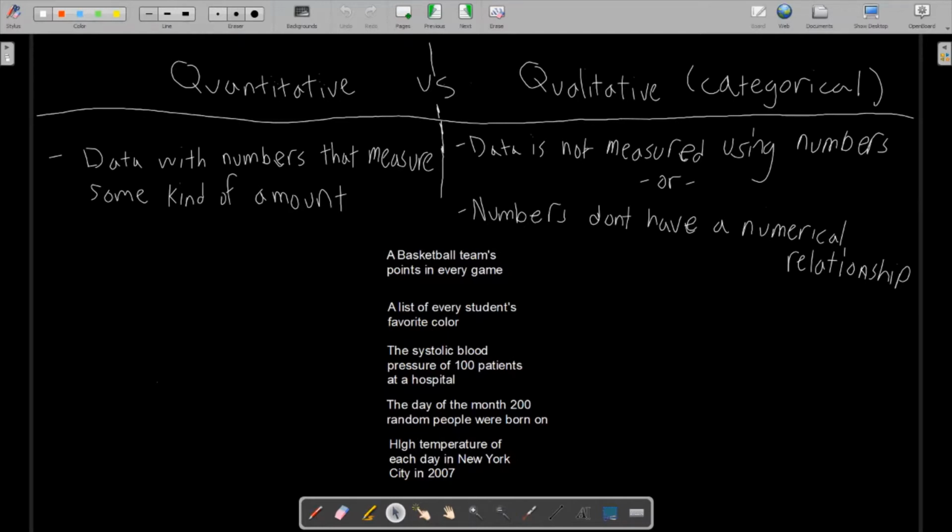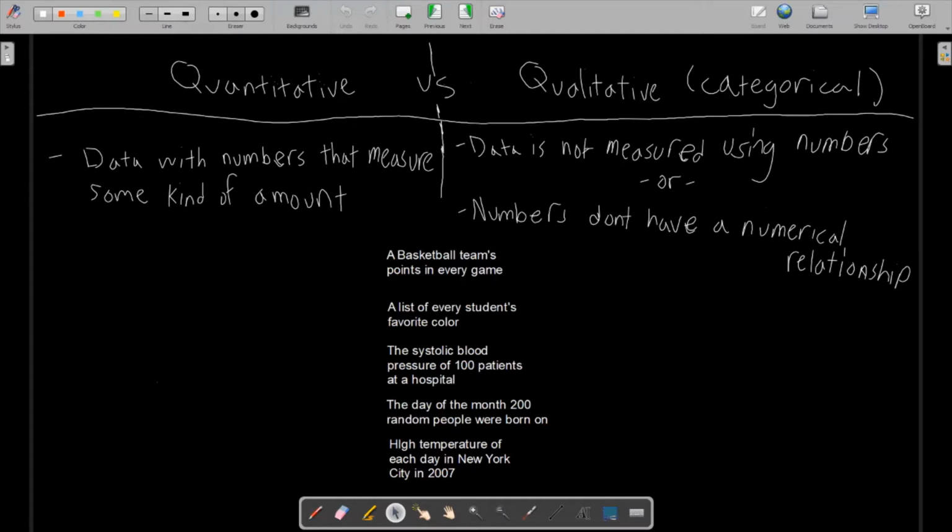Now, the second one is a little more difficult to understand. Sometimes we have data represented by numbers that do not have a numerical relationship, like height and weight. A good example of this, you'll see it in the example here as well, is things that measure time, like dates, for example. Dates may be measured using numbers. However, those numbers don't have a magnitude. For example, 1 is January, 2 is February, but that doesn't mean 2 is bigger than 1. That doesn't really make any sense.